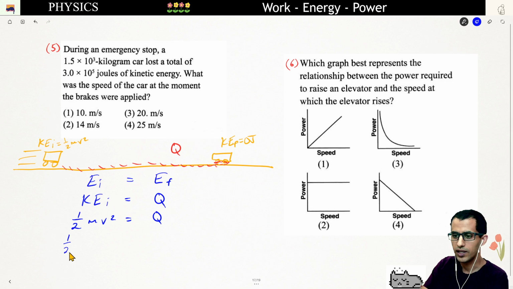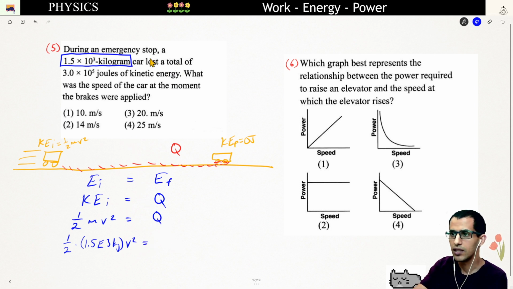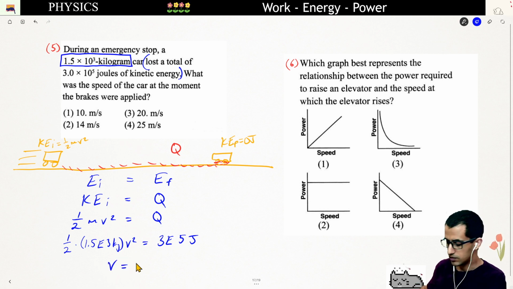So we can write out 1/2 times the mass of the car is 1.5 times 10 to the 3 kilograms times v squared, and the thermal energy, the car lost a total of 3 times 10 to the 5th joules of kinetic energy. And so we have to interpret that as it turned into thermal energy. So that's 3 times 10 to the 5th joules of heat generated. So we can now solve for v. I'm going to use my calculator.